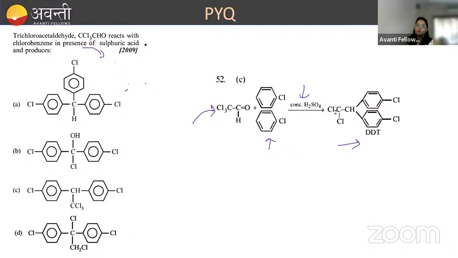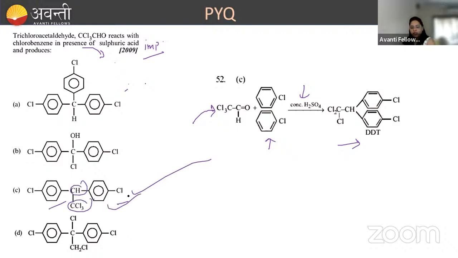ठीक है, तो ये प्रॉब्लम बहुत इंपॉर्टेंट है. जब क्लोरोबेंजीन रिएक्ट होता है हमारे trichloroacetaldehyde के साथ in presence of acid, there is a formation of DDT. And what is the structure of DDT? Structure of DDT is this one. ठीक है, ऑप्शन सी. क्लोरोबेंजीन ये CH है और उसको CCl3.